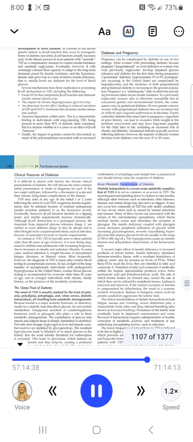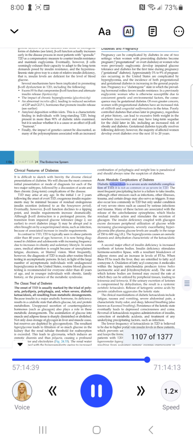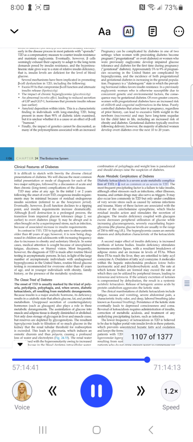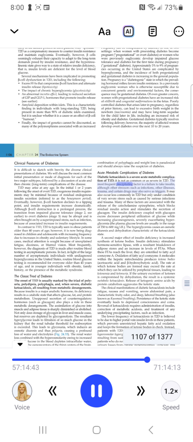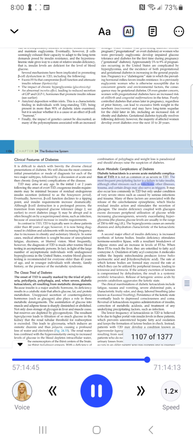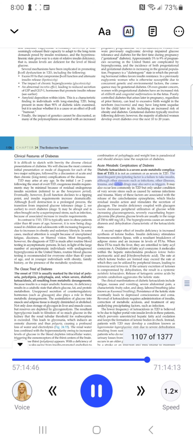Acute metabolic complications of diabetes. Diabetic ketoacidosis is a severe acute metabolic complication of T1D. It is not as common or as severe in T2D. The most frequent precipitating factor is a failure to take insulin, although other stressors such as infections, other illnesses, trauma, and certain drugs may also serve as triggers.